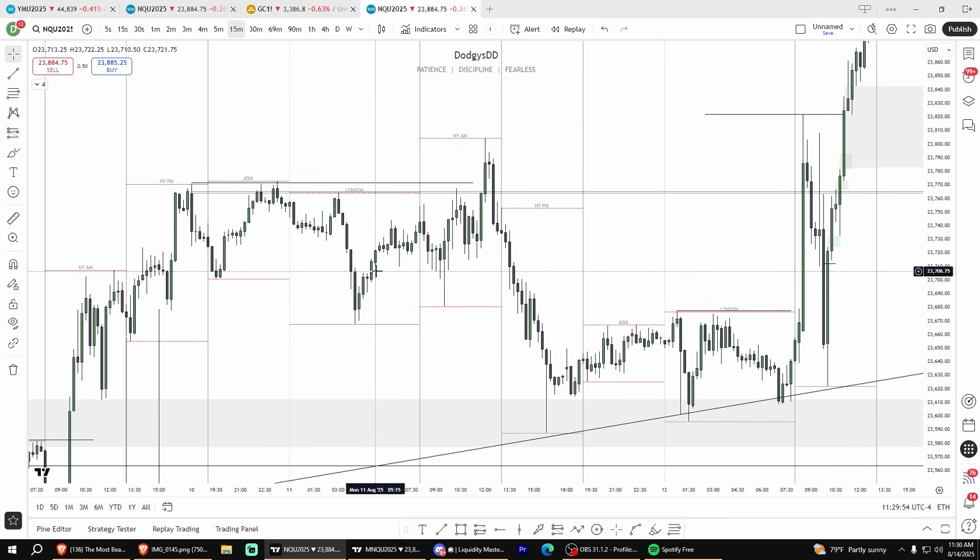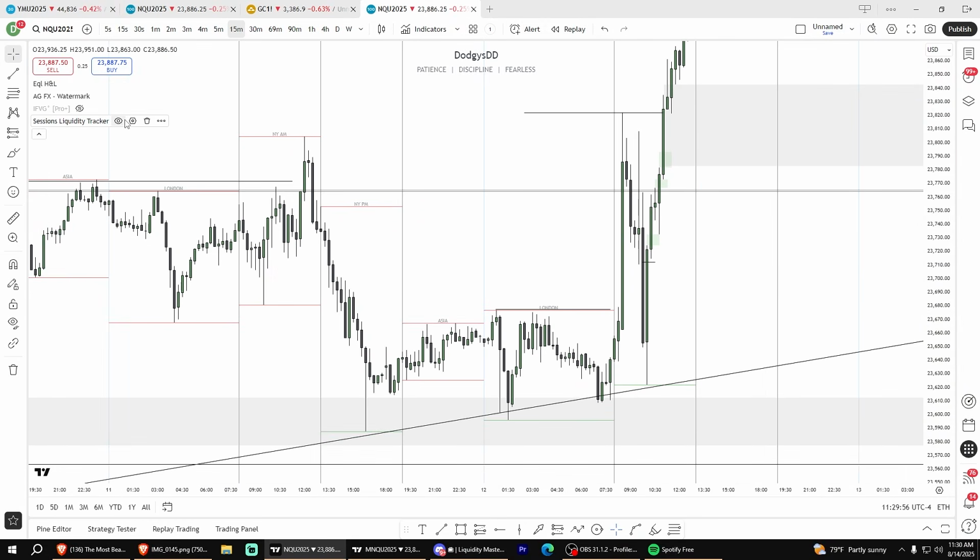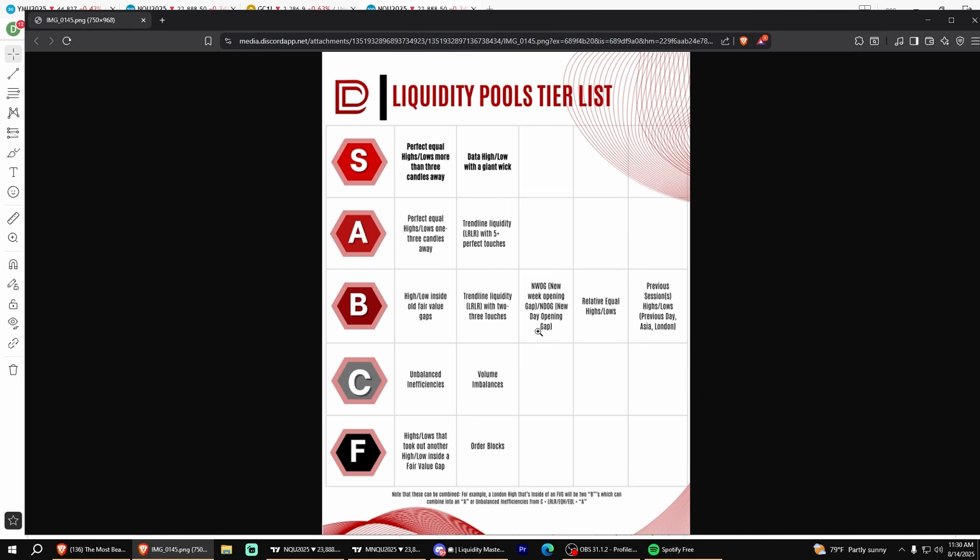So yeah, session highs and lows. The indicator is just called Sessions Liquidity Tracker, but you know they're decent alone. All right, perfect equal highs and lows.